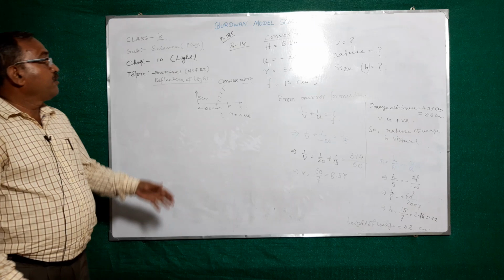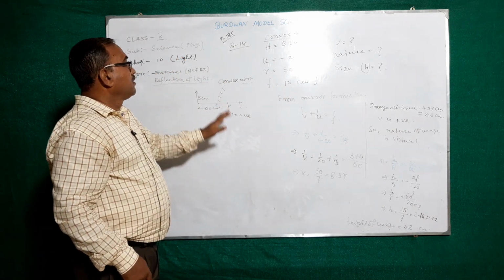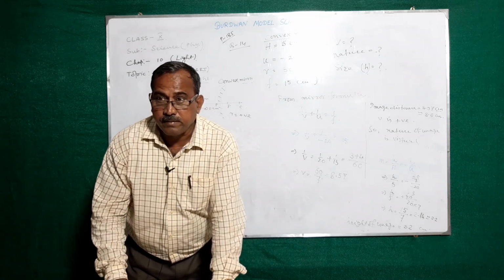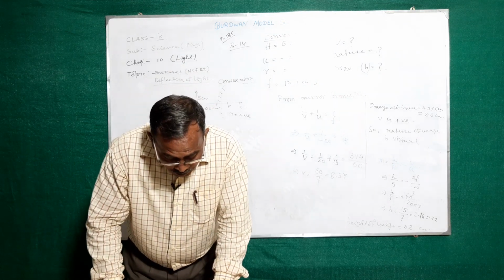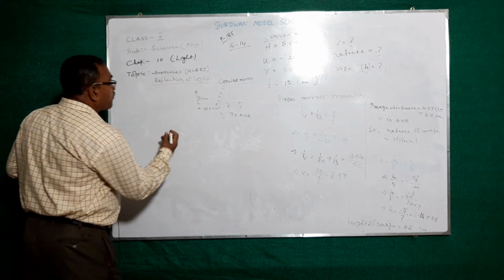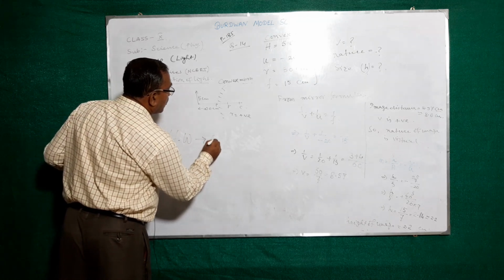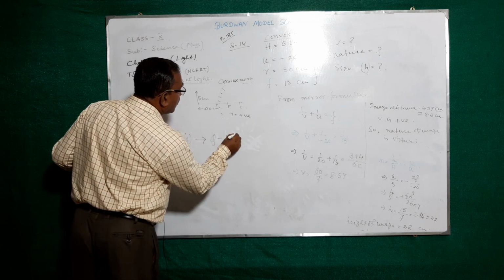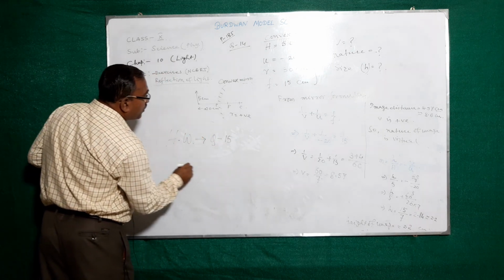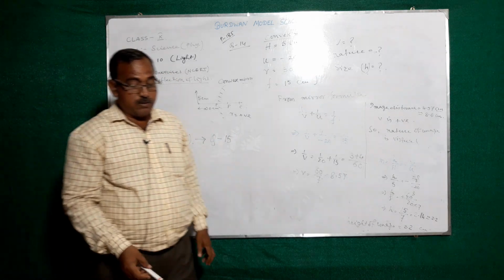You try to complete the numericals in this method. It will be clear. And next numerical, number 15, is for your homework. Students, you try to complete the numerical number 15. That is the homework for your next day.